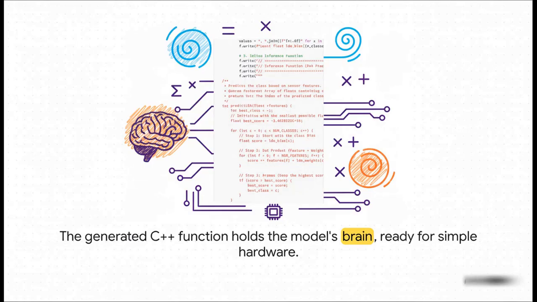And this is what it looks like. This generated C++ function, predictLDA, is the essence of our model. It boils down the entire brain, all the weights and biases it learned during training, into simple multiplication and addition. There are no heavy libraries, just pure math. That's what makes it absolutely perfect for hardware that doesn't have a lot of resources.